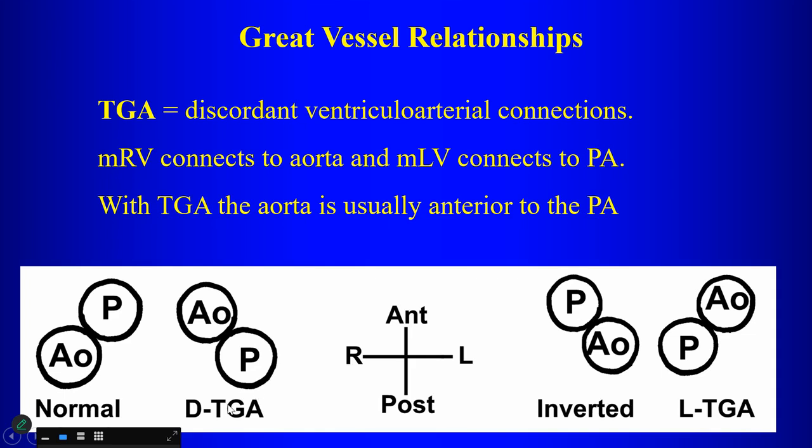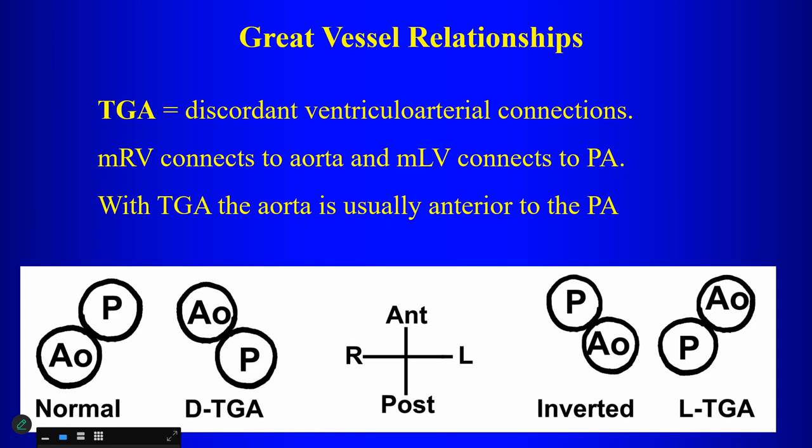If it's D transposition, the aorta is usually to the right of the pulmonary artery. With L transposition, the aorta is to the left of the pulmonary artery. Now, these terms, we use a shortcut, right? When we talk about D and L transposition, we're usually talking about situs solitus. So we say D, the aorta is to the right; L, the aorta is to the left, as if it's the aorta that determines whether it's D or L, right?